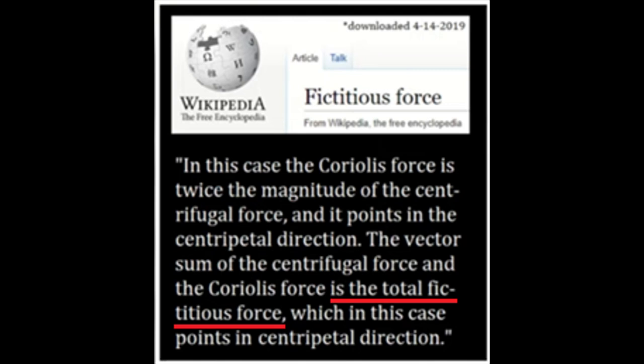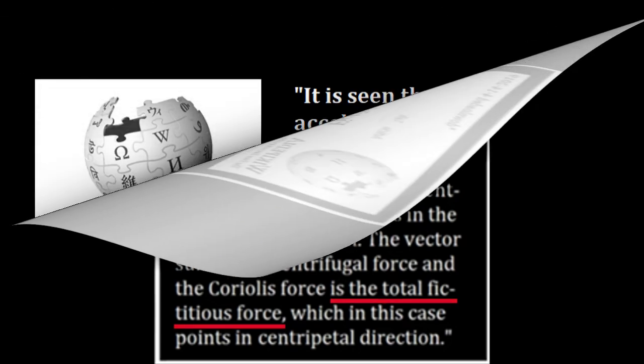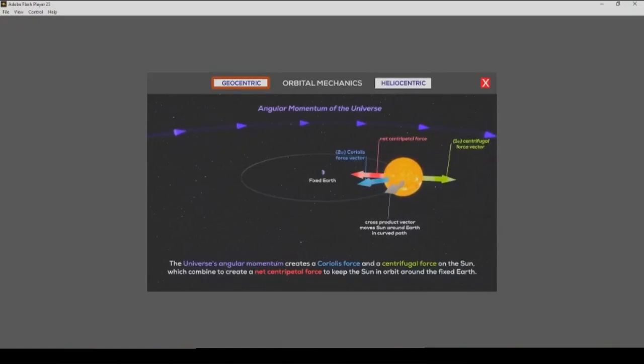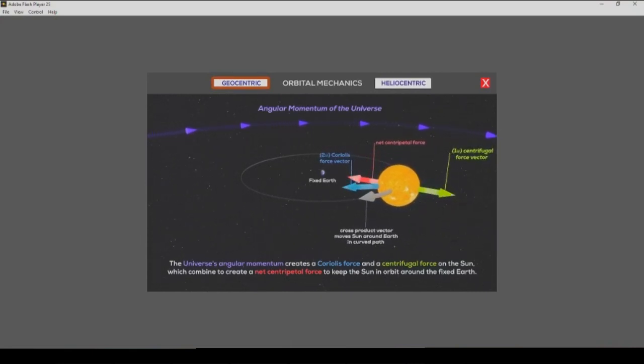Let's look at another explanation from Wikipedia's article of the same force equation. Quote, "It is seen that the Coriolis acceleration not only cancels the centrifugal acceleration, but together they provide a net centripetal, radially inward component of acceleration, that is directed toward the center of rotation." Unquote. As we can see, Wikipedia has replaced the phrase, total fictitious force, with, quote, "radially inward component of acceleration," unquote. This language is tailor-made for the geocentric system.